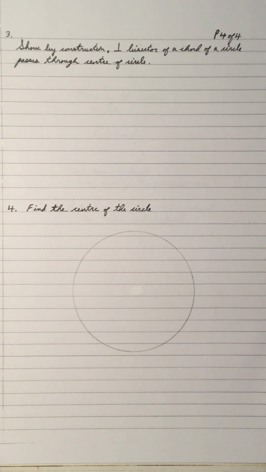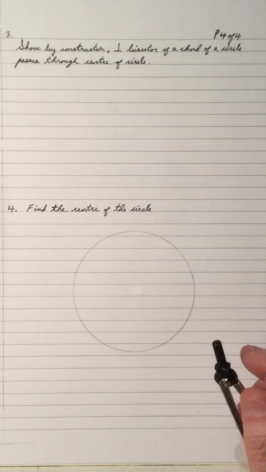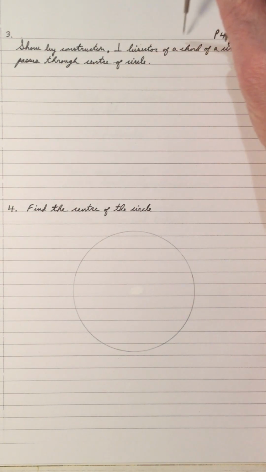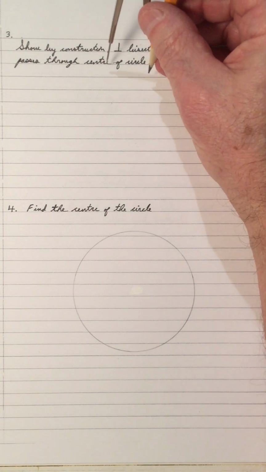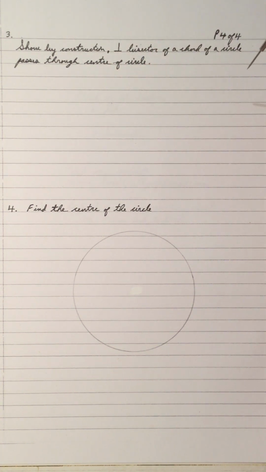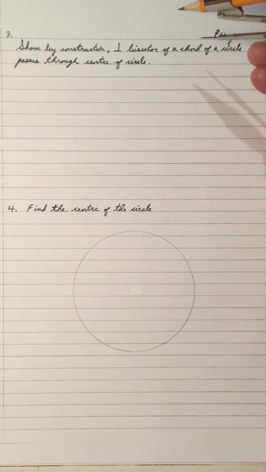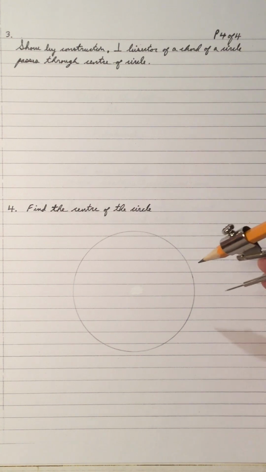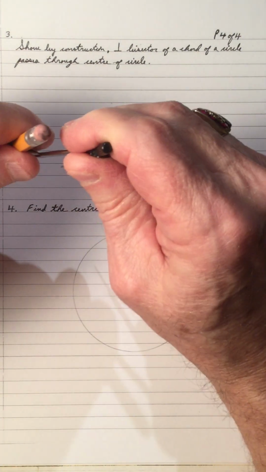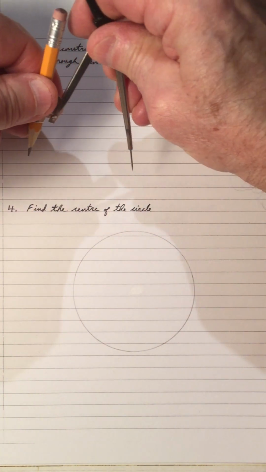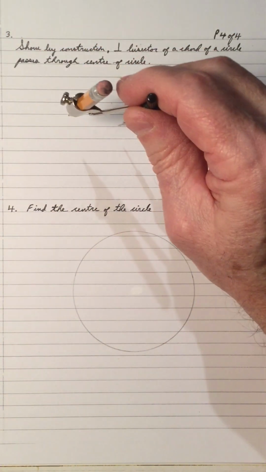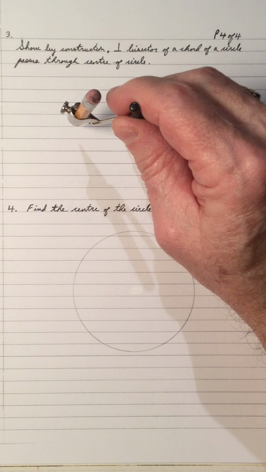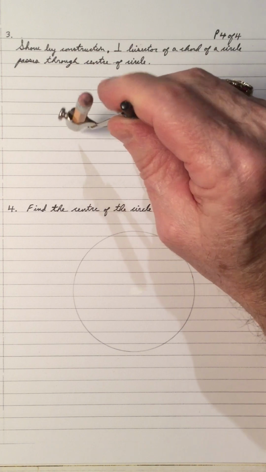And another one we're going to do. Show by construction that the perpendicular bisector of a chord of a circle passes through the center of the circle. So we have to use a compass and ruler. So let's draw a circle. It doesn't make any difference what radius I pick, but I want to pick a reasonable one so it can fit on the page. Here it is.